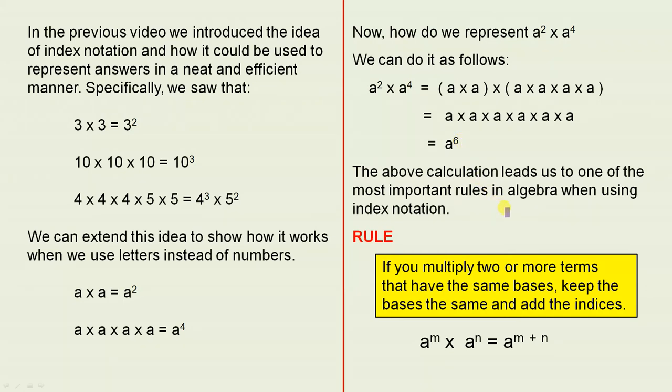The above calculation leads us to one of the most important rules in algebra when using index notation. And this is the rule. If you multiply two or more terms that have the same bases, keep the bases the same and add the indices. Okay, so that's what we've done. We're multiplying two terms here. The base here is A and the base is A. So we keep the base the same and we just add the indices. 2 plus 4 is 6. Let's see some examples on the next slide.